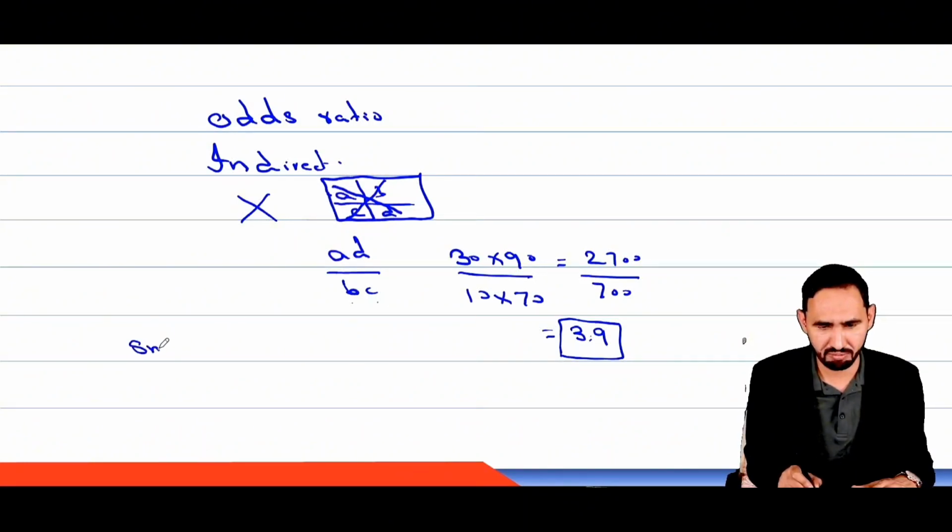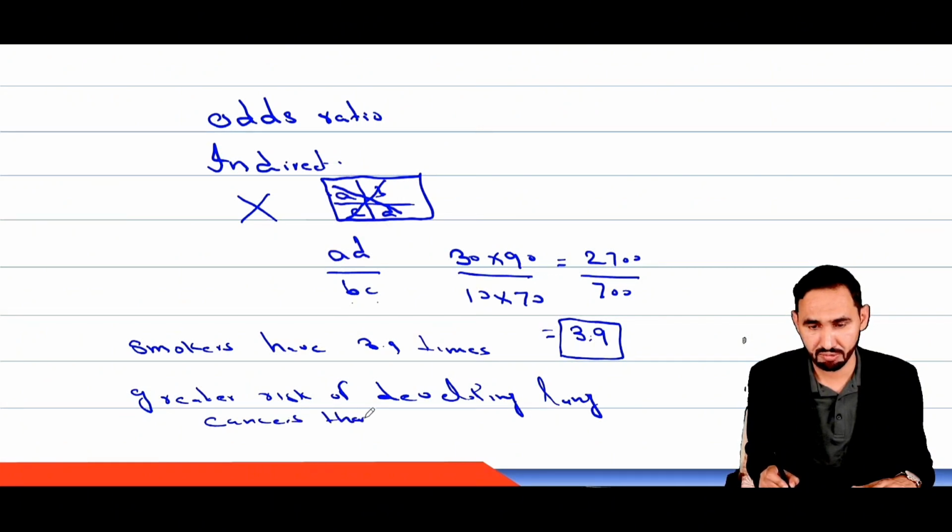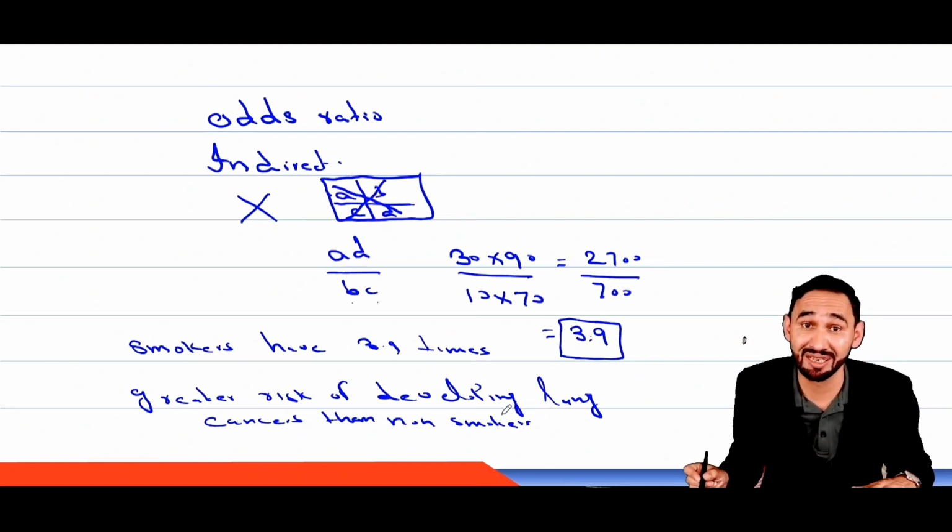Smokers have 3.9 times greater risk of developing lung cancer than non-smokers. So there is an association between smoking and lung cancer.